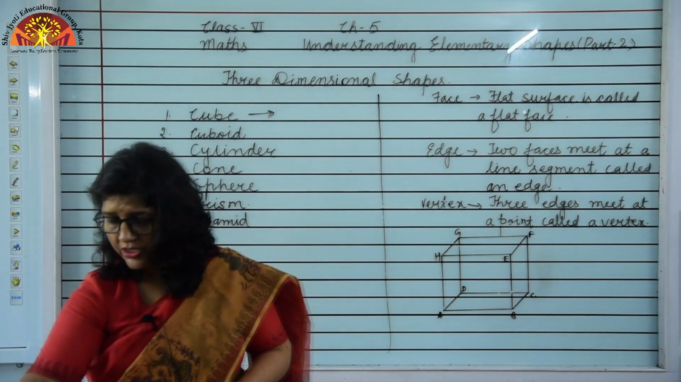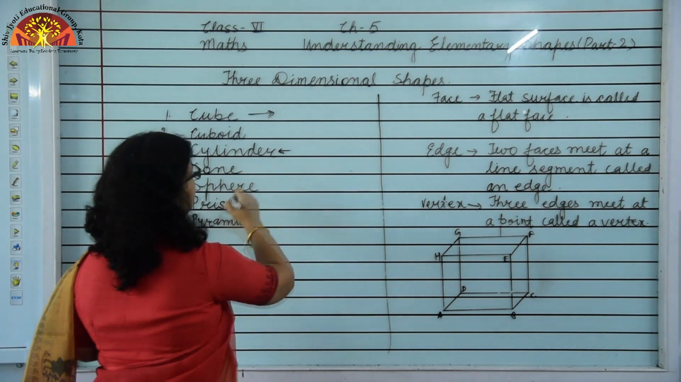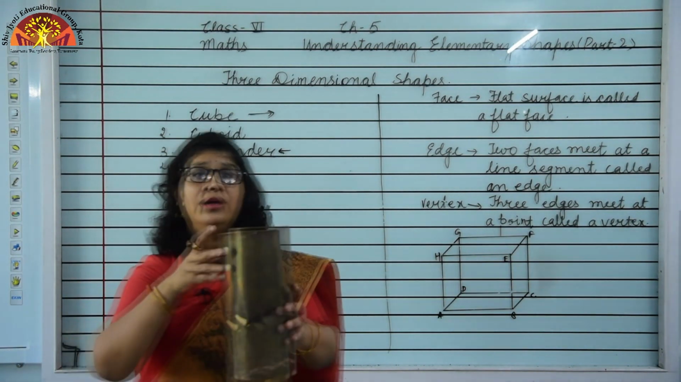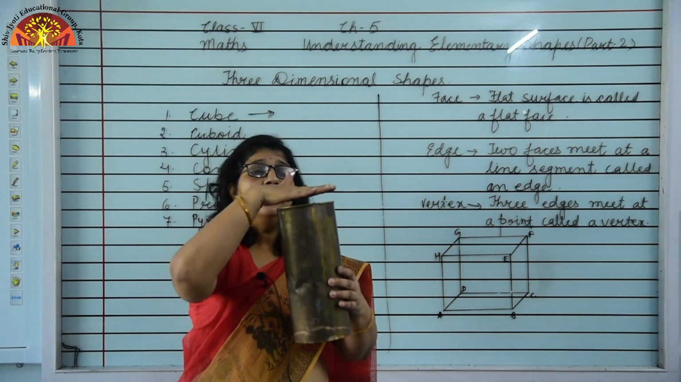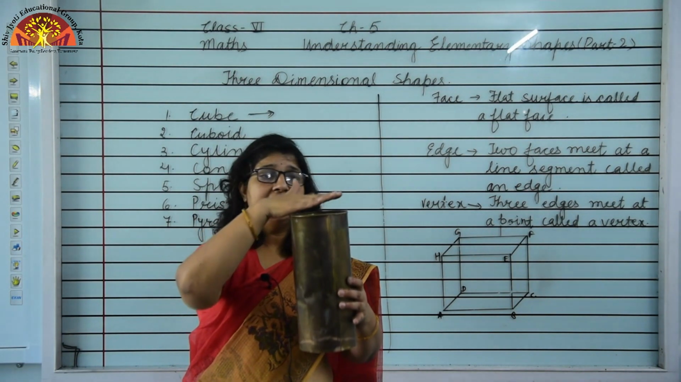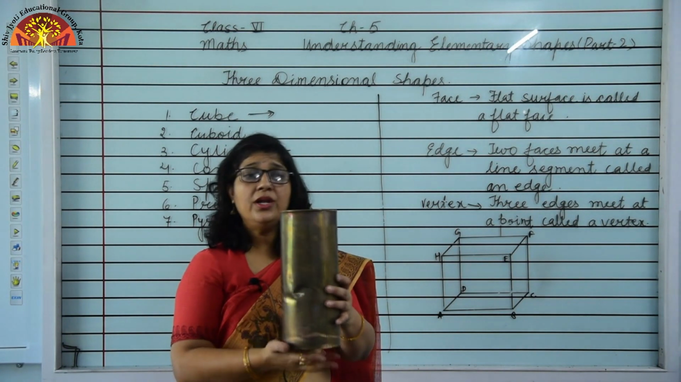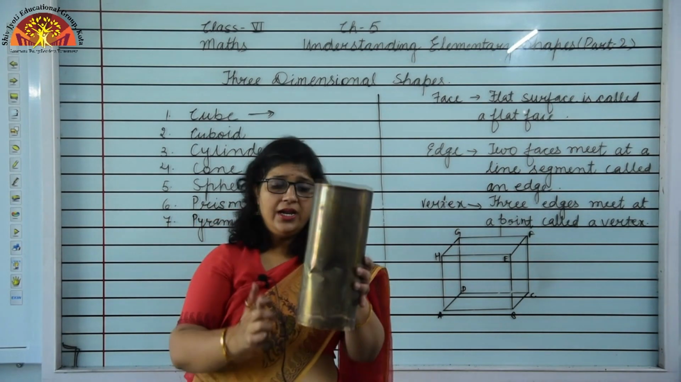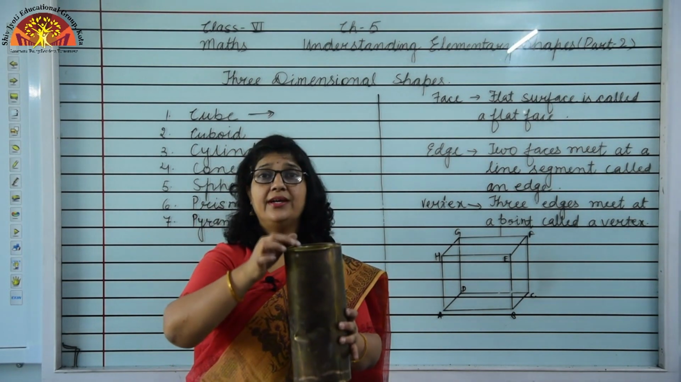Now in the next shape we discuss cylinder. In the cylinder we have one curved surface and 2 flat faces, that is top and bottom. Understood? And we have 2 curved lines. This is 1 and 2 curved lines, and no vertices are there.